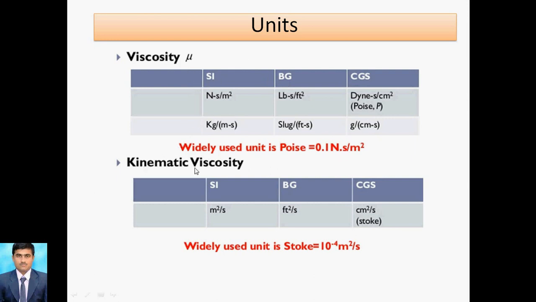And next is kinematic viscosity. The unit is meter square per second for SI, and for British standard we can write feet square per second. For CGS, that is centimeter square per second, or you can say stokes. Stokes is the name of a scientist. So for conversion of one stokes to meter square per second, we multiply by 10 raised to minus 4. It is easy, only conversion of centimeter square to meter square per second. That's why 10 raised to minus 4 is there. So this is regarding the units.